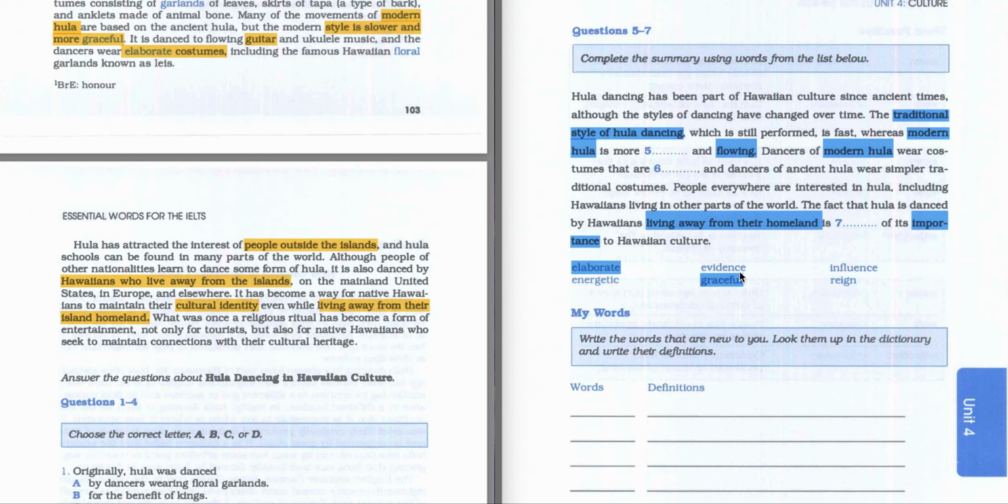So let's try to find the missing word by logic. We can't say energetic, we can't say rain, we can't say influence, because this is evidence. The answer to the seventh question is going to be evidence. So it's not that hard, but it's better to be very careful when you search for the answer to the question in the text.